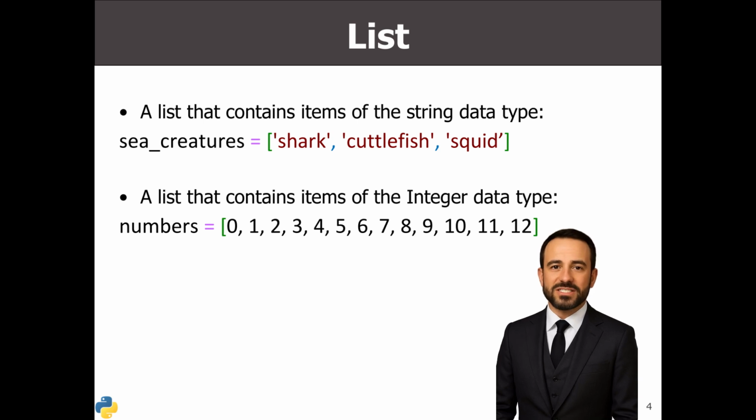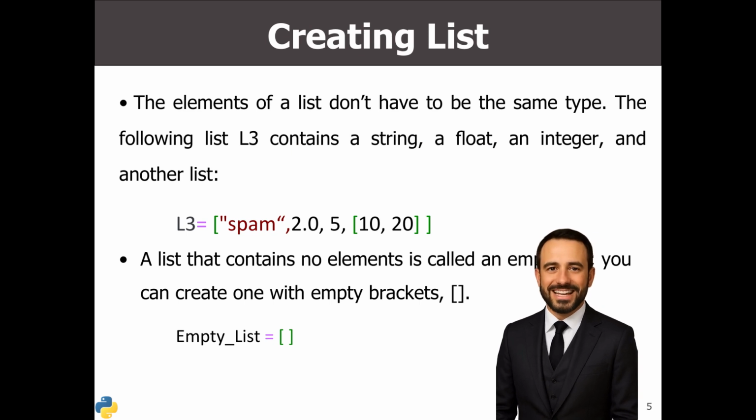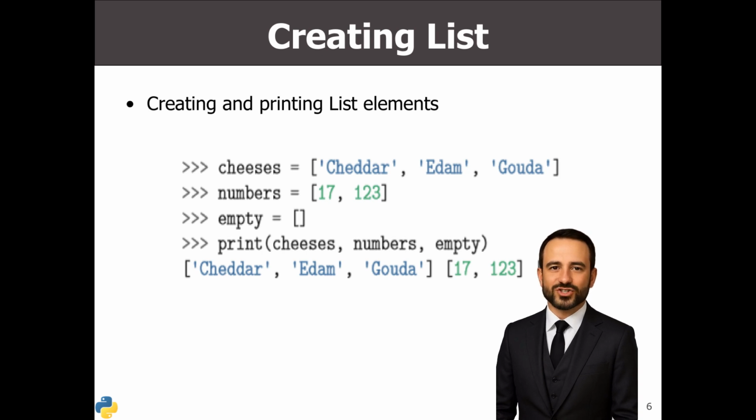Here are examples of lists with different data types. C_creatures is a list of strings. The numbers list contains integers from 0 to 12, demonstrating Python lists' versatility. List L3 shows elements of different types, including a string, float, integer, and even another list. You can create an empty list using empty brackets, like empty_list equals []. This slide demonstrates creating and printing lists named cheeses, numbers, and empty.